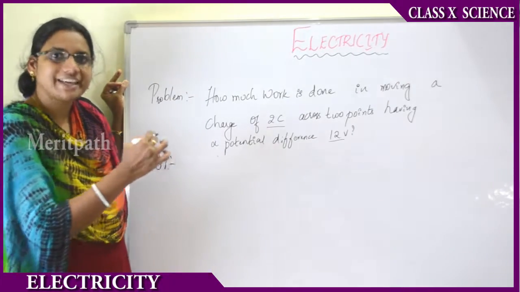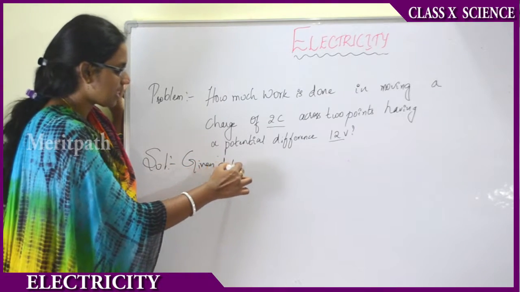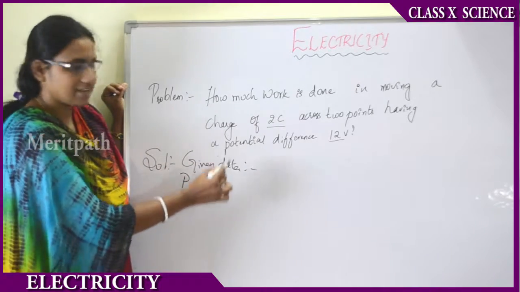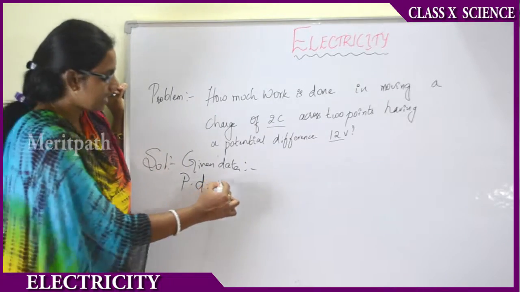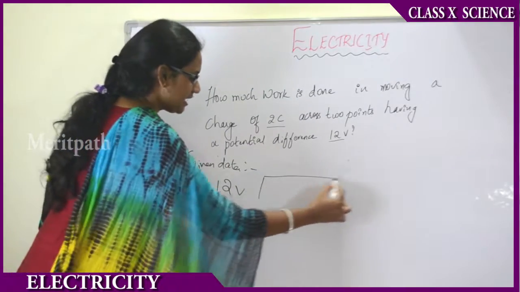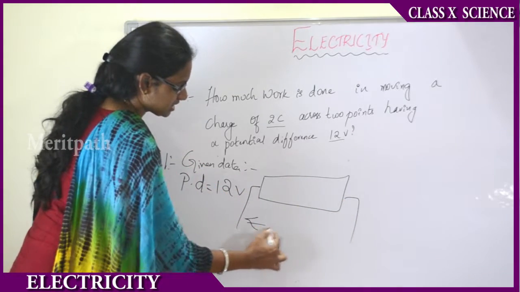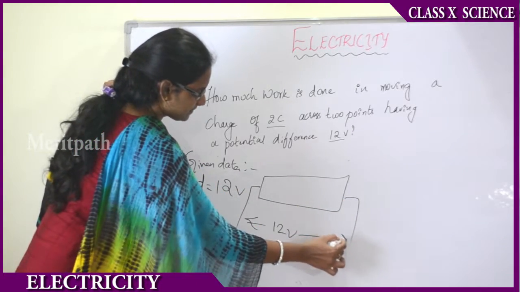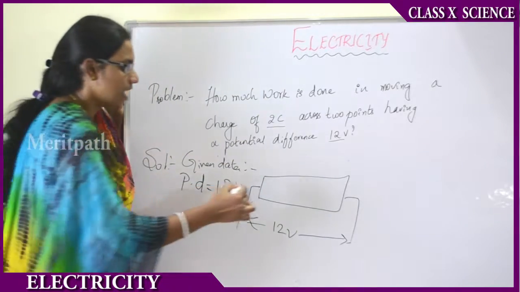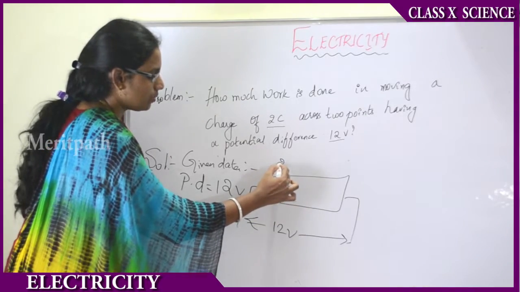First we will be writing the given data, what is given, right? The potential difference is given as 12 volts, right? Now 12 volts is the potential difference across a conductor which is carrying the current. Here the potential difference is 12 volts and the charge is 2 coulomb, that is the amount of electrons equals 2 coulomb.